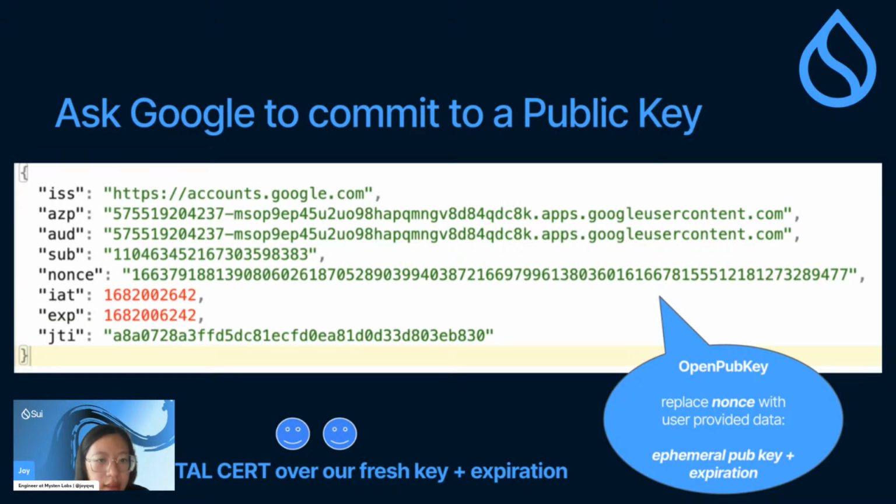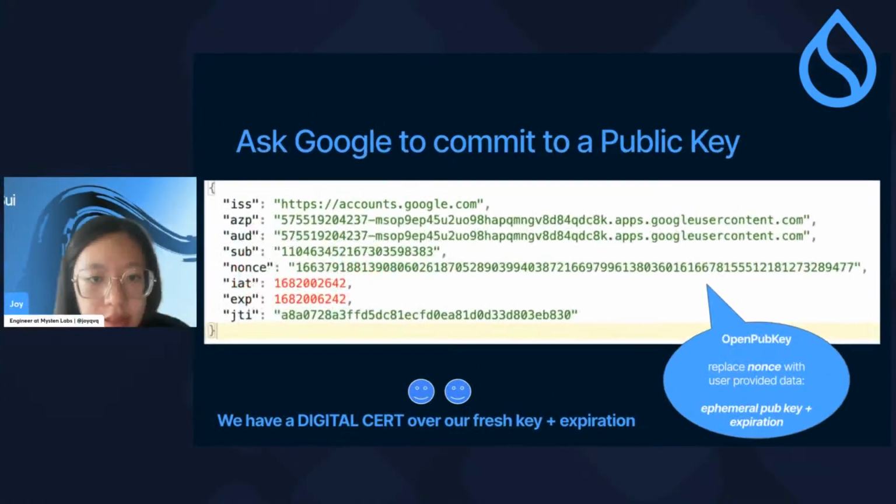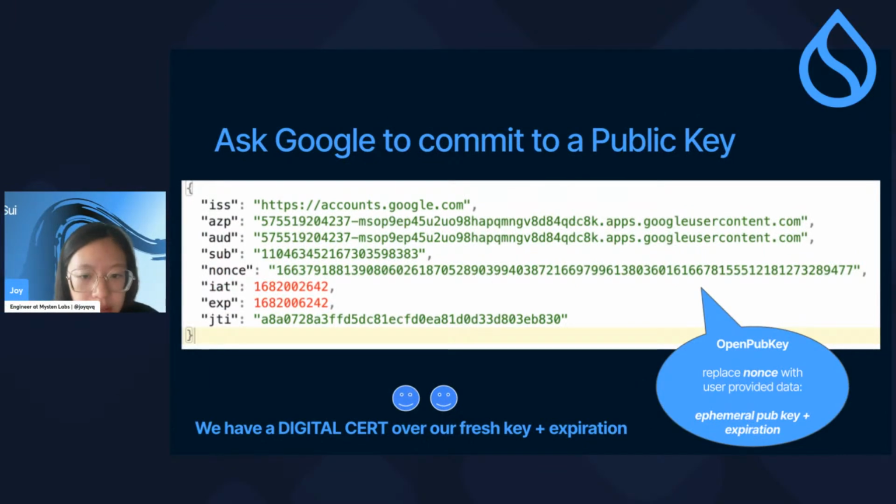So the idea is that because there's a nonce field where the application can define a value, we can actually see this field called nonce, and essentially you can ask Google to commit to a public key. And we leverage this idea called open public key. What that means is that we embed a public key into this nonce and ask Google to sign over it. So at this point, we actually have a digital certificate over a public key.